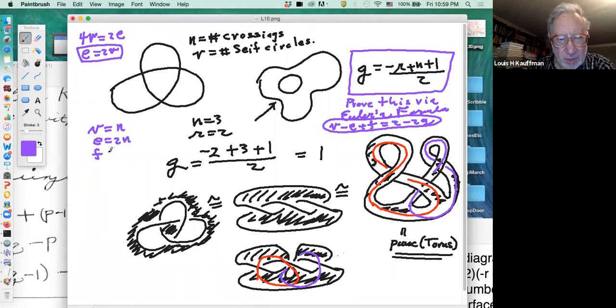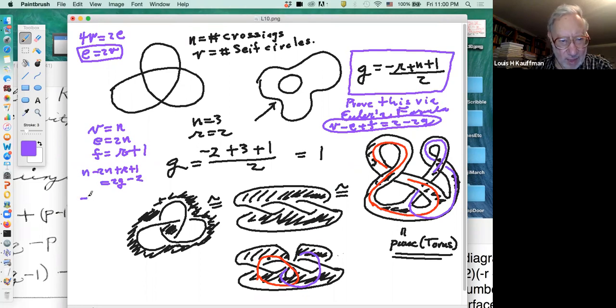And the number of faces, well, that's r, because we're thinking of a close r or r plus one? R plus one. Because we're imagining closing it off to make a closed surface to do the genus calculation. So now we put it into Euler's formula, and then we get n minus 2n plus r plus 1 is equal to 2g minus 2.